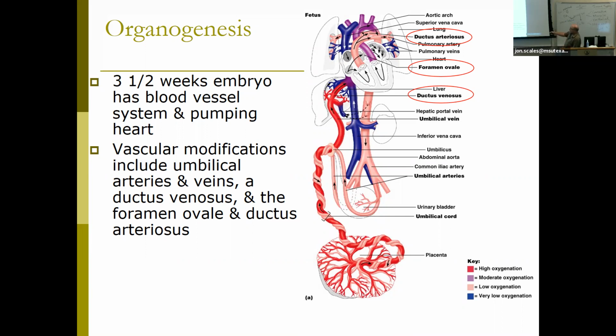And at this point, at 3.5 weeks, you don't have alveoli. You don't have all of the structure of the lung anyway. So that blood is not really doing any oxygenating potential over here. So most of it, a good percentage of it, is bypassing the lungs entirely through the structure known as the ductus arteriosus.